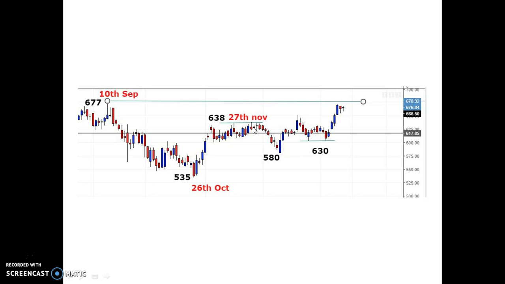The double top pattern is a bearish reversal trend pattern that emerges at the end of the bullish trend. From 535 it has moved to the 638 kind of price levels. From there it started bouncing below and reached the level of 580. And if you observe over here, a bullish engulfing kind of pattern has formed. From there it has moved again to the 638 price level. Again it faced the resistance and moved down to 630.